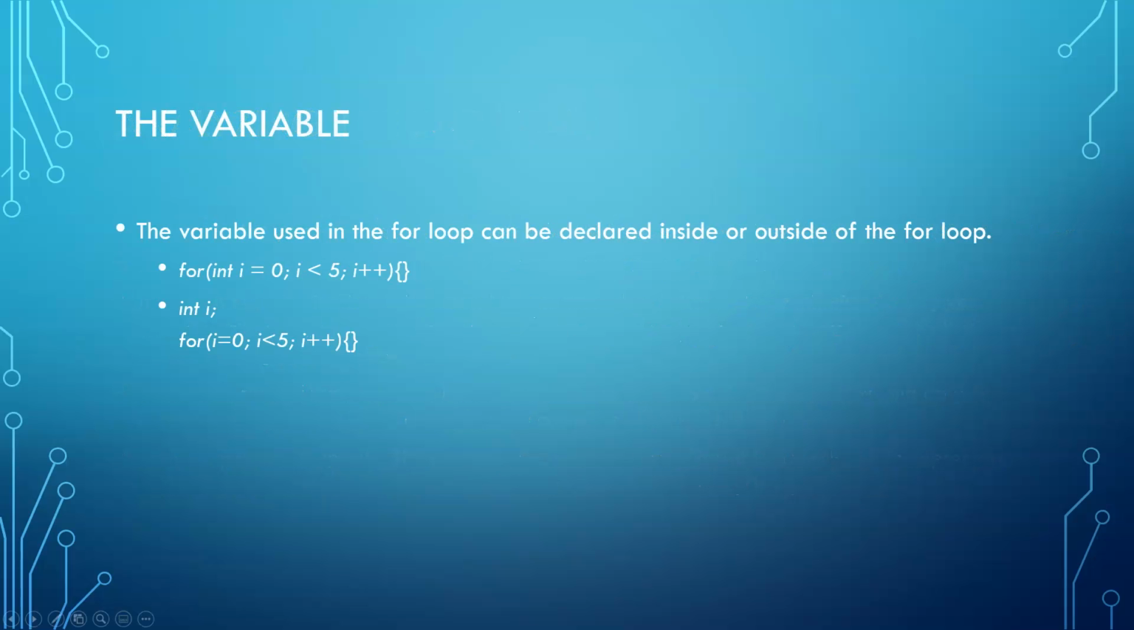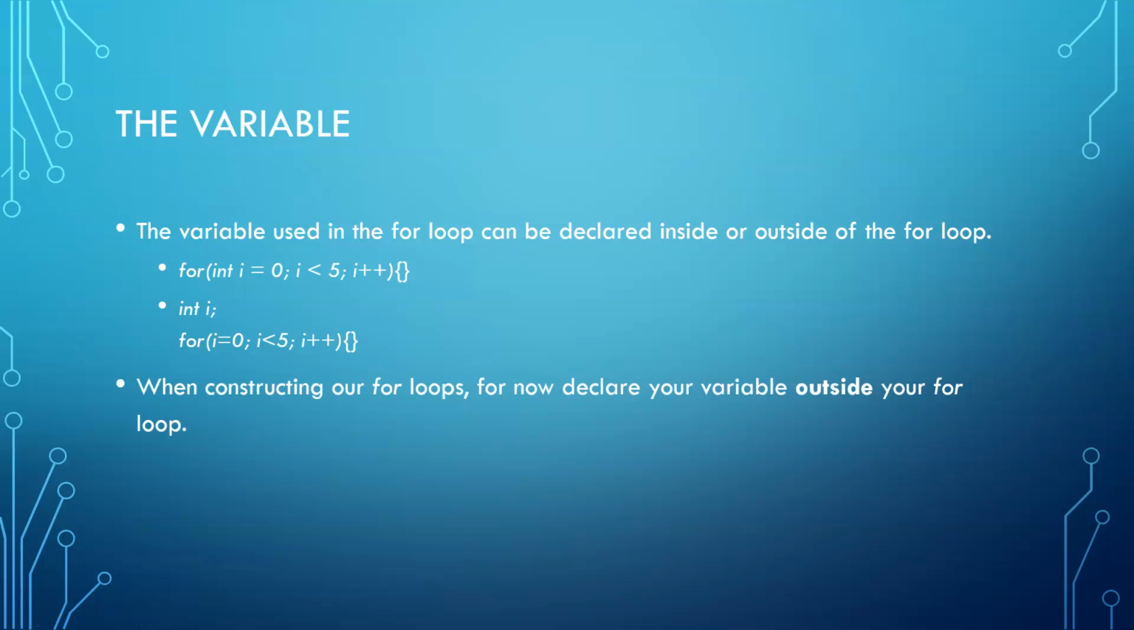Now, the variable used in the for loop can, of course, technically be declared either inside or outside the for loop. So you could have for (int i = 0; i < 5; i++). Or you could declare int i first, then for (i = 0; i < 5; i++). Now, when constructing our for loops, for now, declare your variable outside of your for loop. And the reason why you want to do that is it gives you some accessibility, because if you put it inside your for loop, you might have some trouble accessing different variables. But it's perfectly acceptable to use either one.